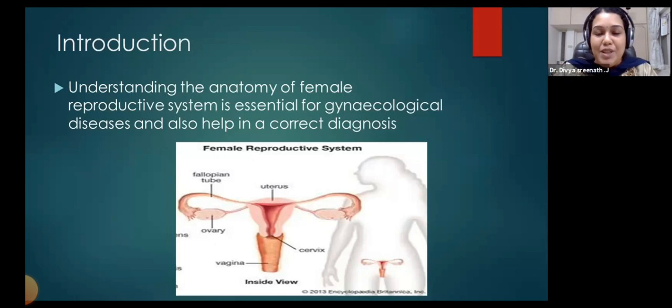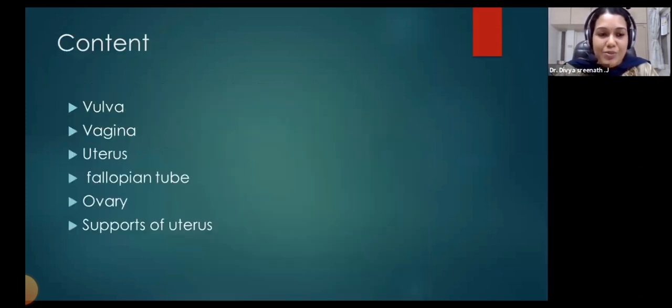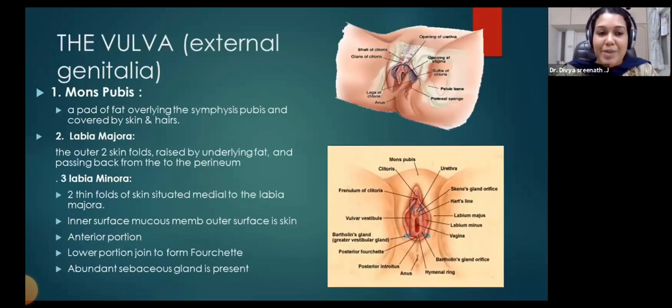So the diagnosis depends upon the location, or if you know the anatomy, you can get the proper diagnosis. So today we will move to these topics, especially the external genitalia as well as the internal genitalia. External genitalia mainly include the mons pubis and the structures of the vulval region. So first we will see the mons pubis.